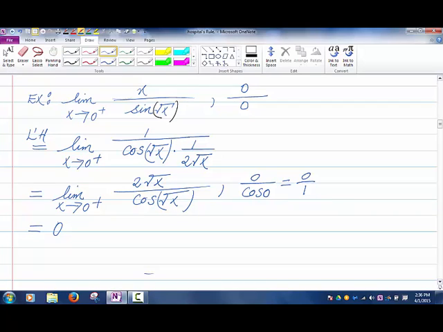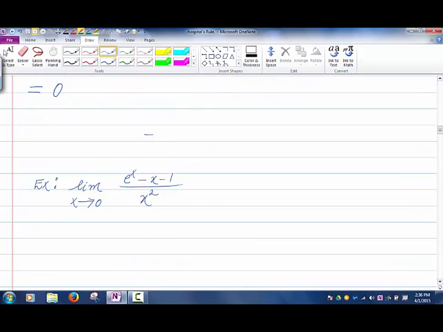Everybody's okay? How many of you have seen L'Hopital's rule before? 1, 2, 3, 4. Okay. Alright, so let's move on to the next.